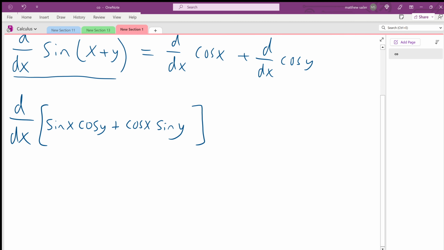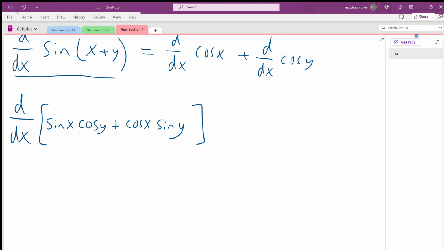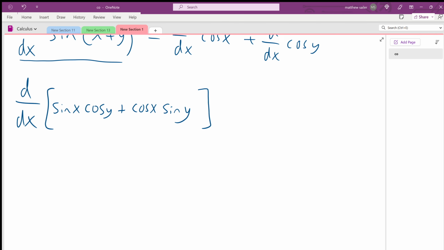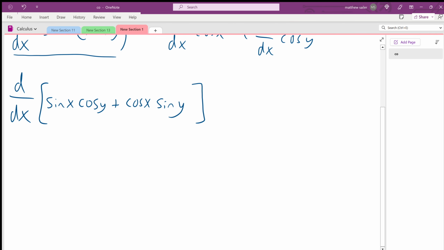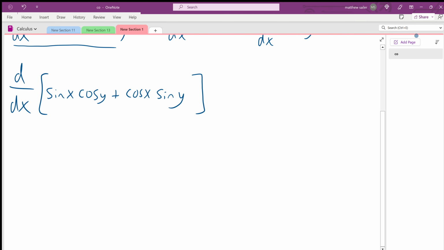And now, even though this is a lot more terms, this is just a summation of two smaller functions multiplied together. And each piece of this is something that you can take the derivative of because it's on any old derivative table. So this is going to be a little bit lengthy, but let's go ahead and do it.